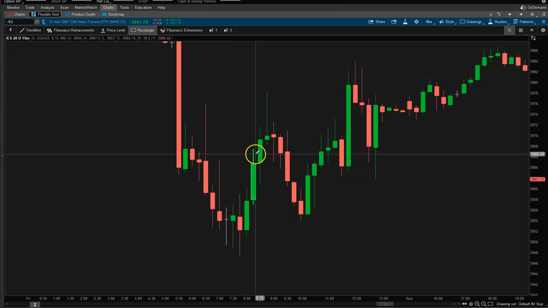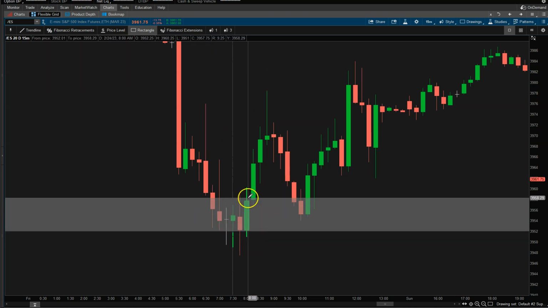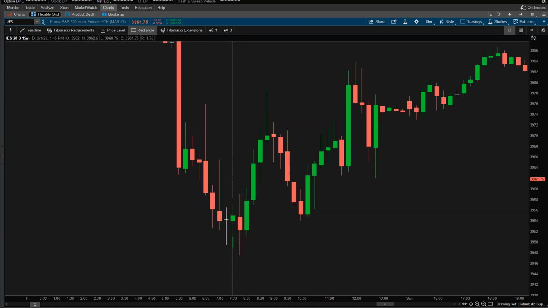See these big green bars? Think of it as a rocket. We're waiting for the countdown, and then all of a sudden it takes off. I don't want to see a little ratchet up and then go like this. We want to see big green bars just going straight up. Boom, boom, boom. That's a very strong move to the upside.